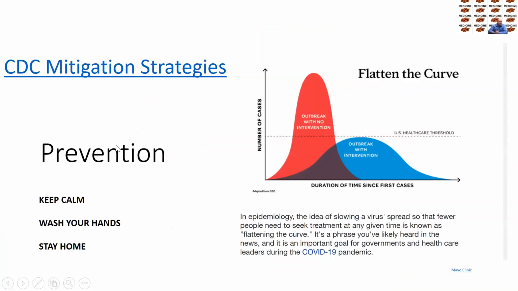So really what we've been trying to do from the get-go is flatten the curve through prevention. Everybody keeping calm, washing your hands, staying home, social distancing, wearing face masks when appropriate, using telemedicine to contact your providers, and when you have symptoms, get tested. So those are our mitigation strategies.